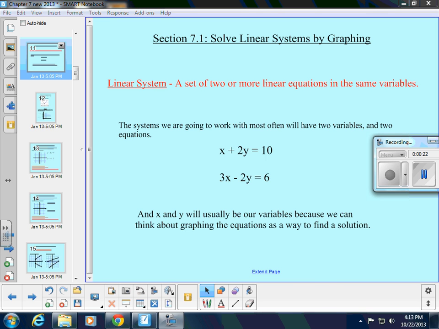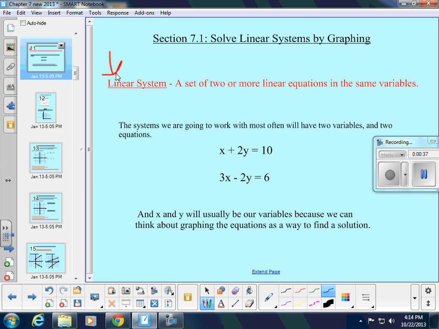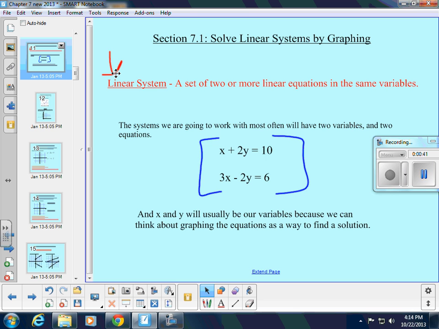As I've got up here, and I want you to write down if you're taking notes along with me, a linear system is a set of two or more linear equations in the same variables, so talking about the same x and y, or whatever variables it happens to be, but usually we use x and y. So we're talking about these two equations right here. And when they're in a system, we're talking about those two equations together.